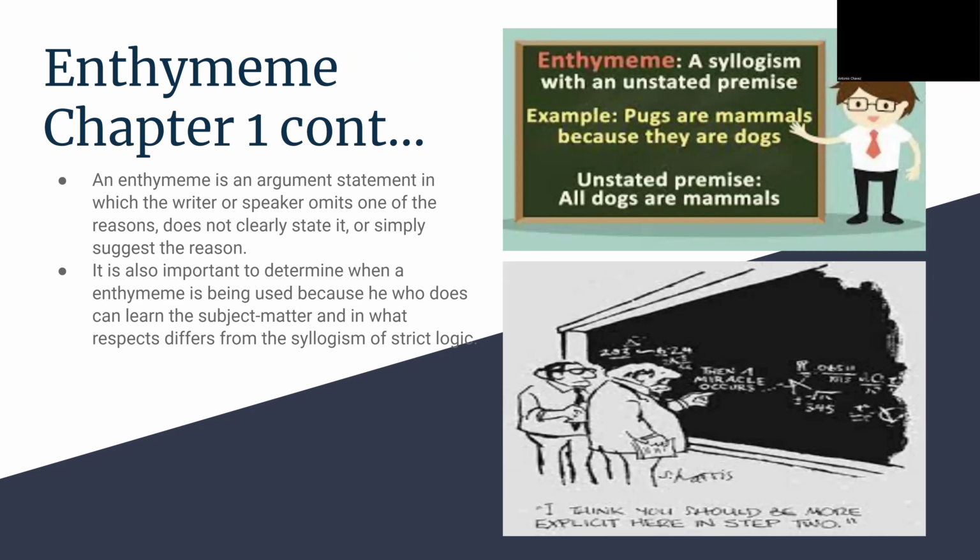Chapter one continued. Enthymeme. An enthymeme is an argument statement in which the writer or speaker omits one of the reasons, does not clearly state it, or simply suggests the reasons. It is also important to determine when an enthymeme is being used because he who does can learn the subject matter and in what respects it differs from the syllogism of strict logic.